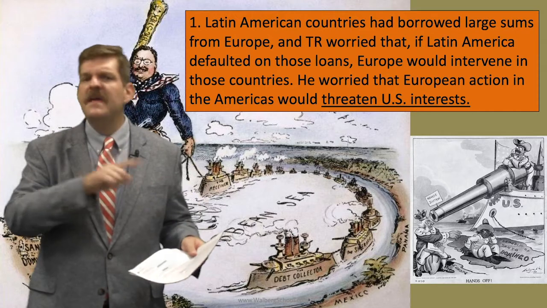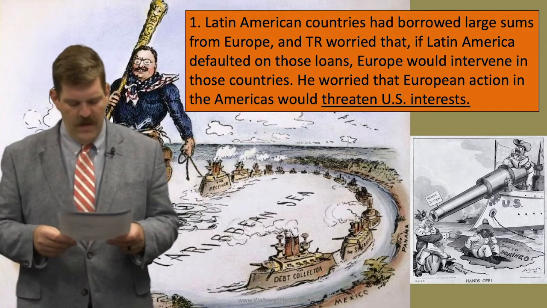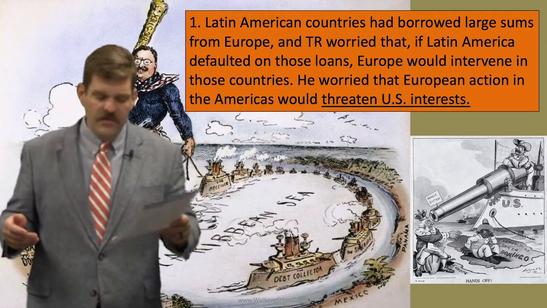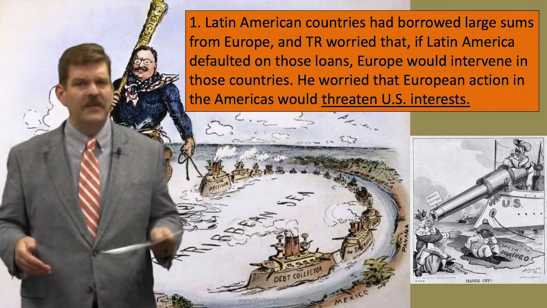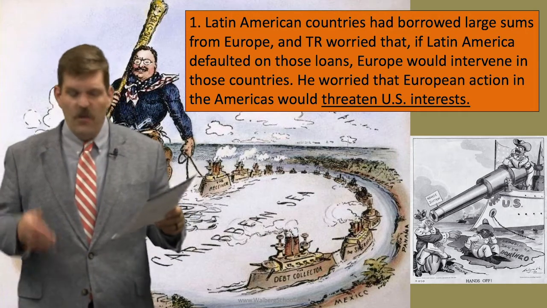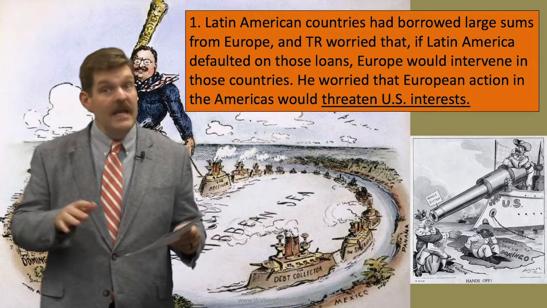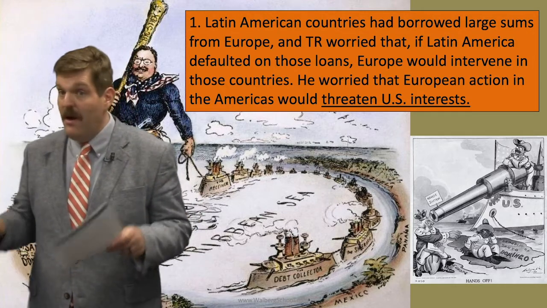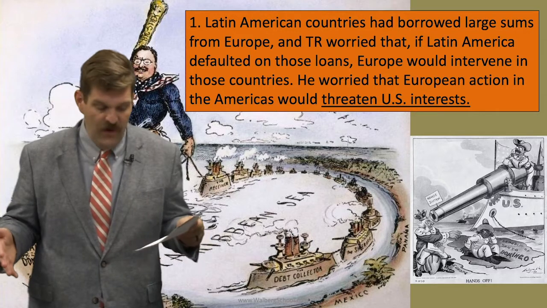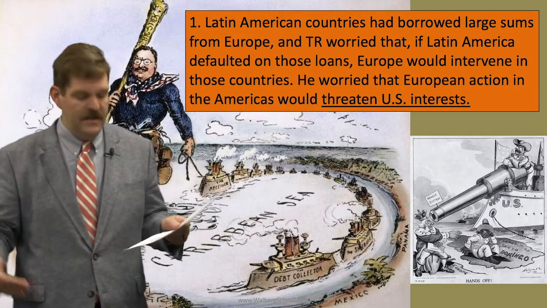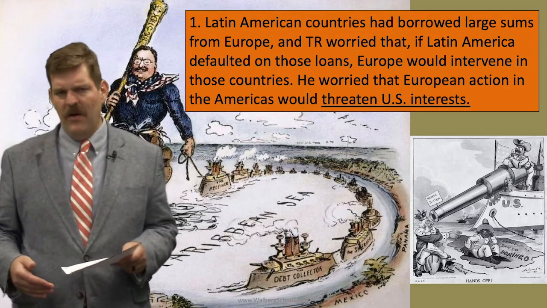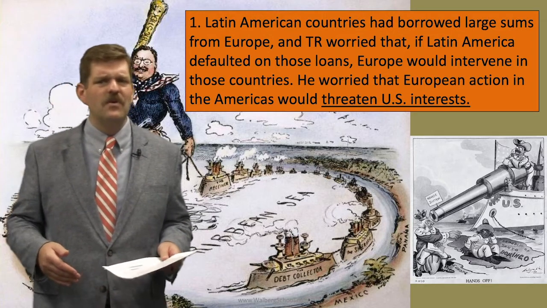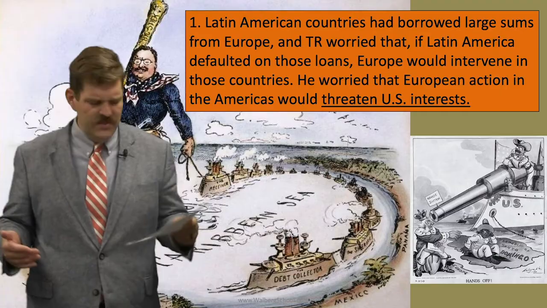Roosevelt added a new piece to that Monroe Doctrine that becomes known as the Roosevelt Corollary. It was based off a West African proverb to speak softly and carry a big stick. The Roosevelt Corollary said that any disorder in Latin America, even if it's the Latin Americans' fault, would compel the United States to use the exercise of an international police power. Essentially saying, Latin Americans, if you can't solve your problems, then we'll solve them for you.